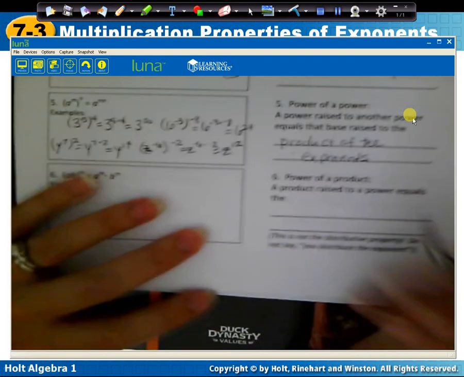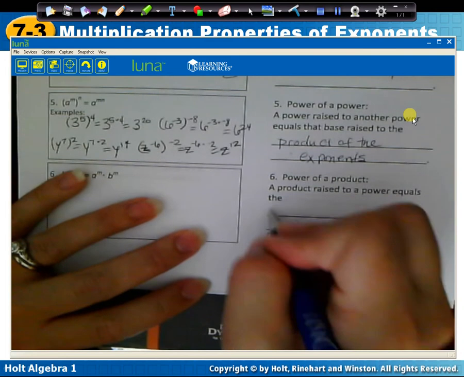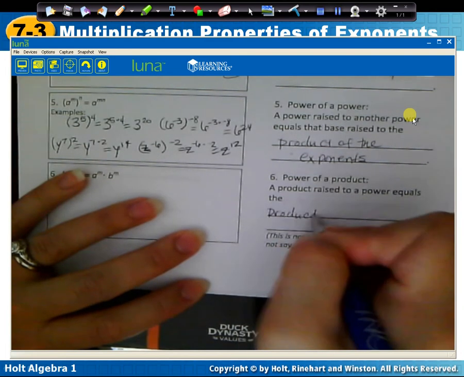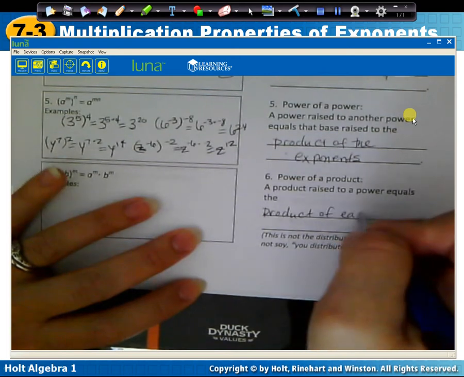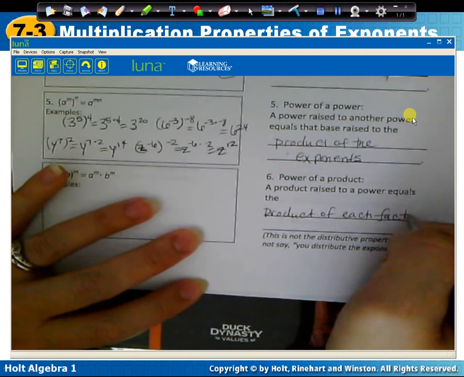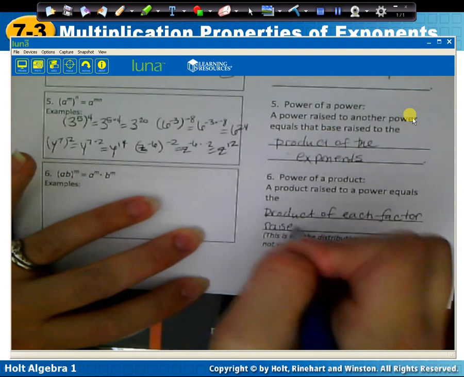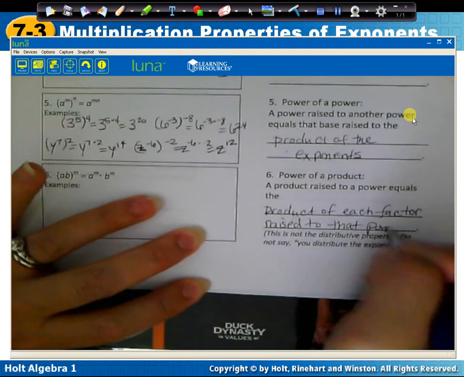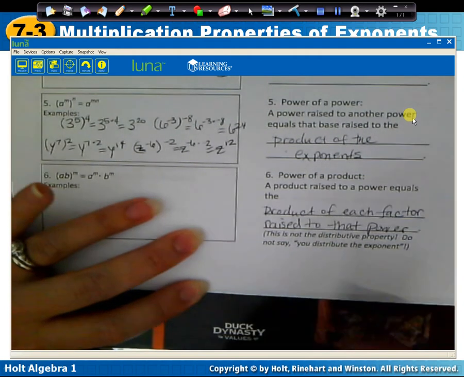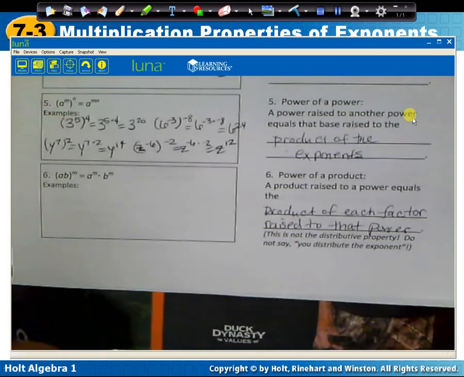This property says that a product raised to a power equals the product of each factor raised to that power. So get all of that down. It says the product of each factor raised to that power. So a product raised to a power equals the product of each factor raised to that power. Let's look at some examples.